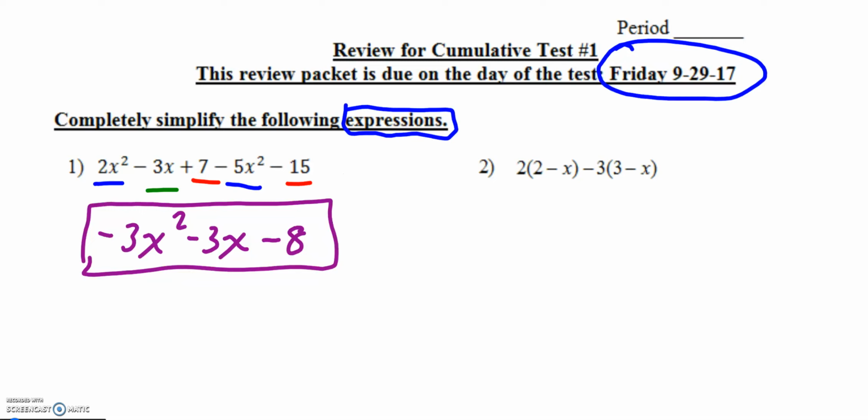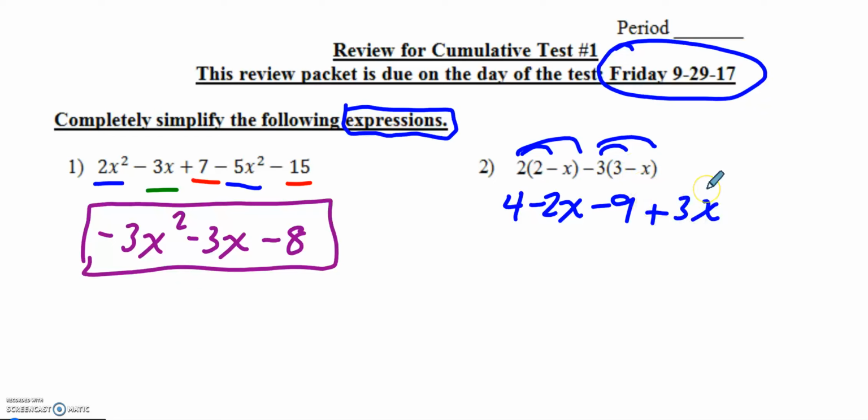Number 2, it looks like the first thing I could do is distribute on both of these situations. And if I do so, I can eventually combine like terms. So we would get 2 times 2, or 4, minus 2x, negative 3 times positive 3, negative 9. Negative 3 times negative x is a positive 3x.